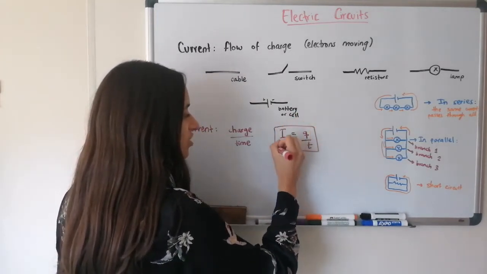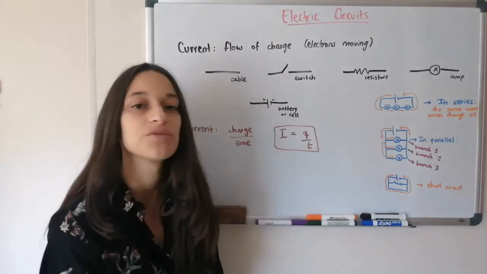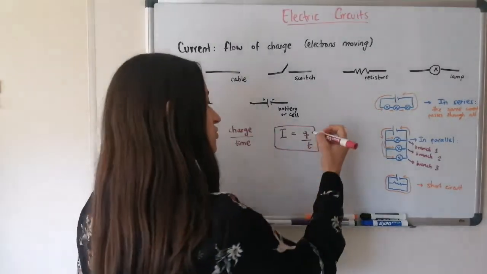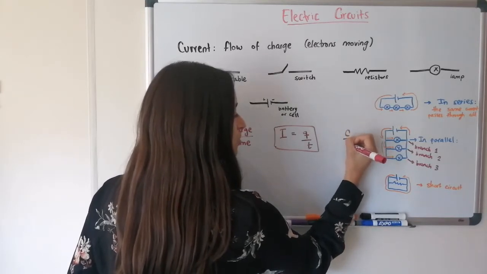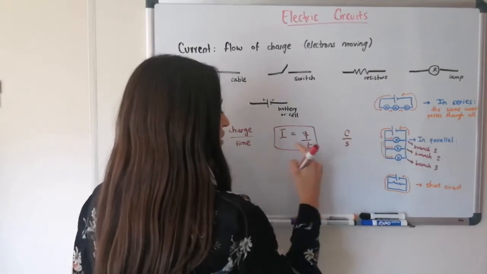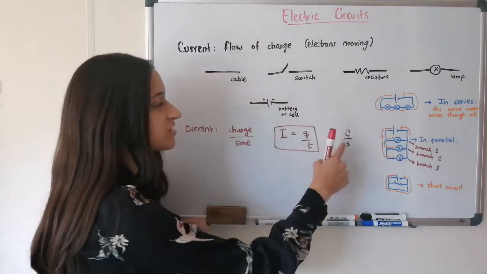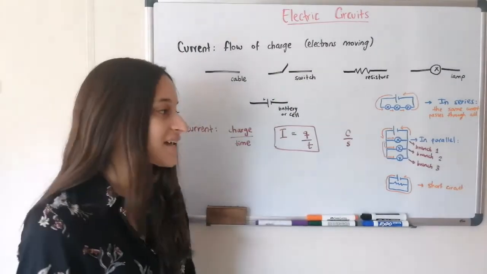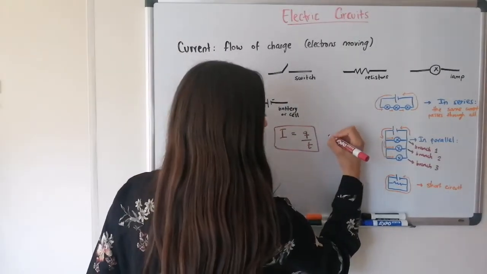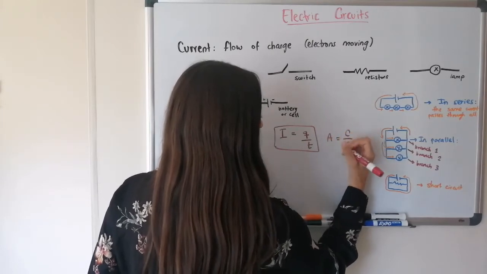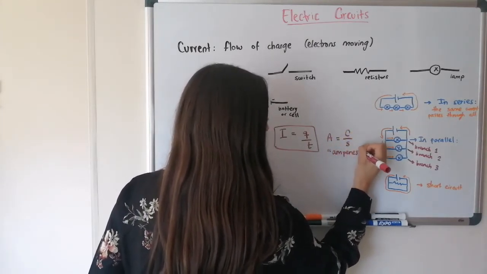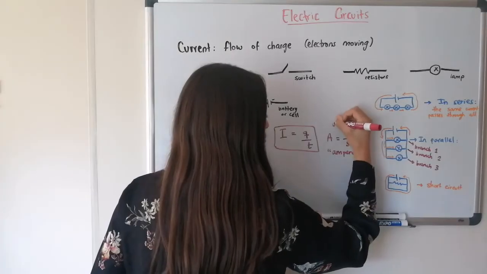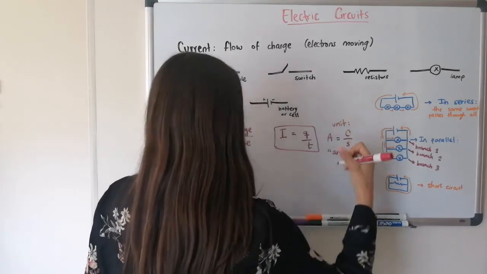We always calculate current by dividing charge by time. Now, we know that the units for charge are coulombs, C, and the units for time are seconds. So the unit for current is coulombs per second, but this has a new name. It's called A, the letter is A, and it's called amperes, or amps. So this is the unit of current.